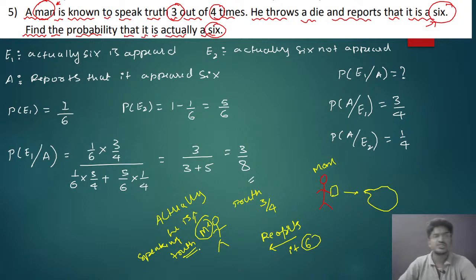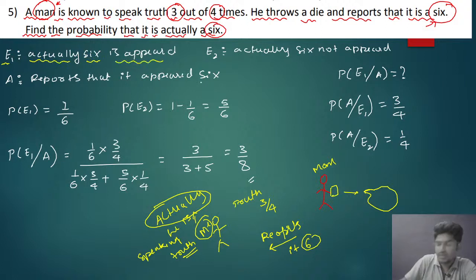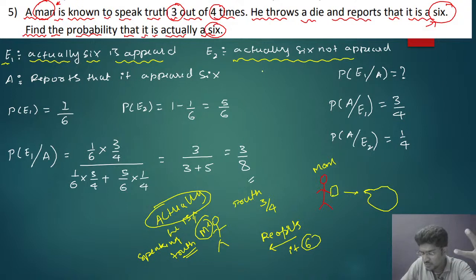Now let us go for the solution. What we have to find? We have to find the actual truth. Okay, so here event E1, I will take as 6 appeared. Event E2 is 6 not appeared. These are the two events. One is 6 appeared, another one is 6 not appeared.